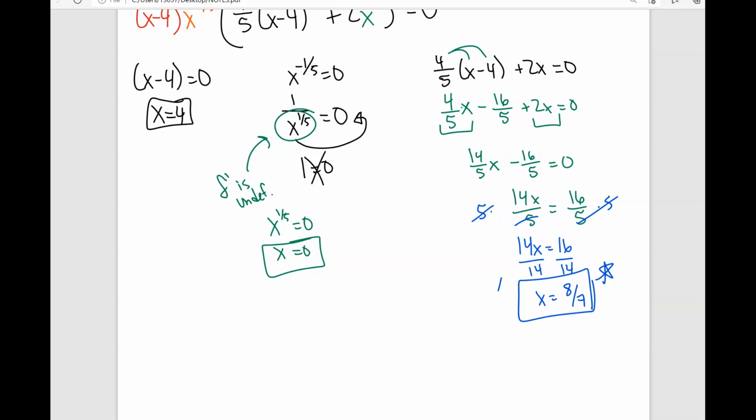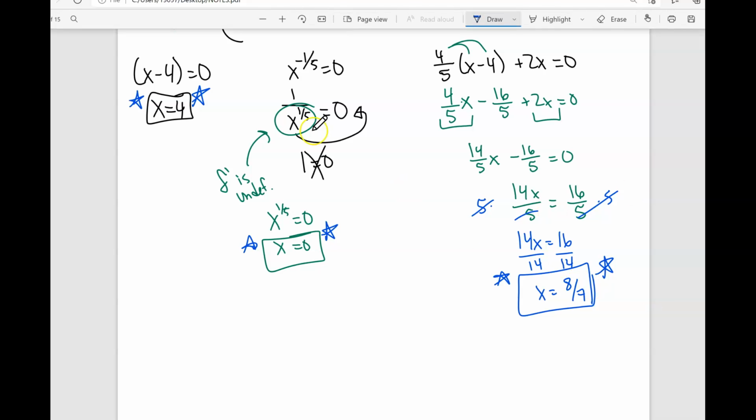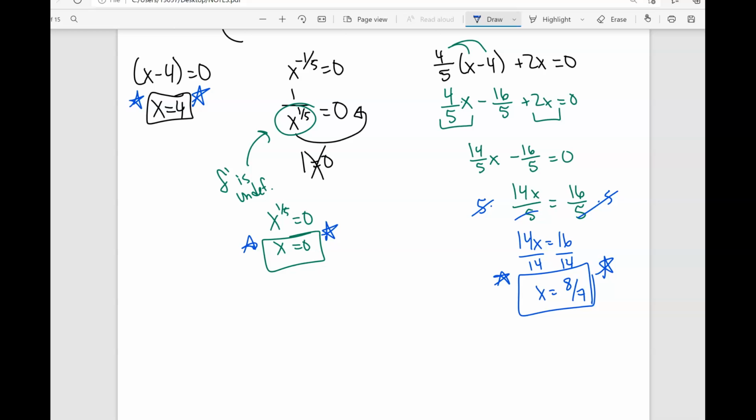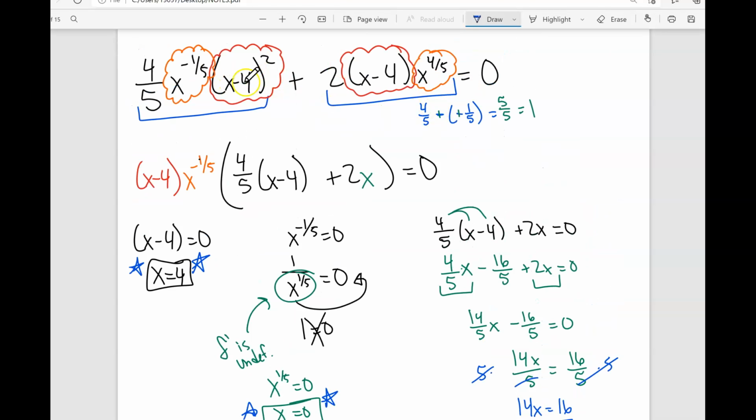All right, so take a look at these answers: 8 over 7, 0, and 4. So I get the same exact answer. Here you do have to factor a little bit more, in a more sophisticated way that you might not be really used to. But either format works.